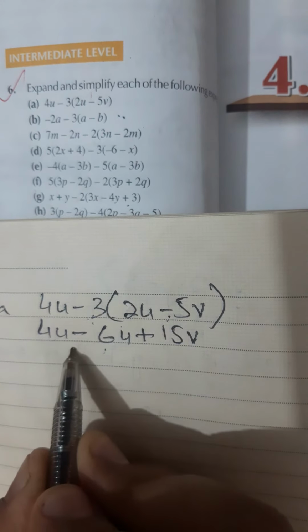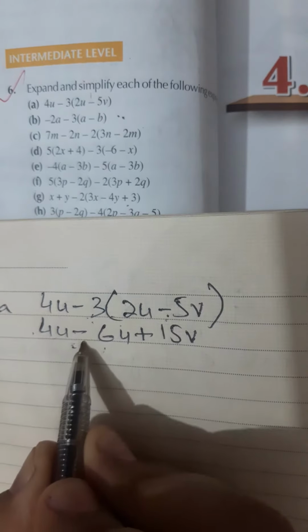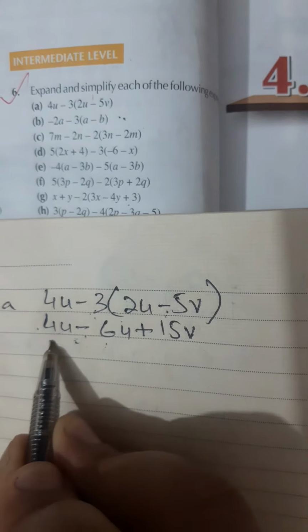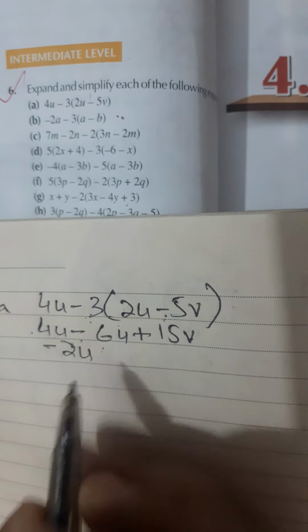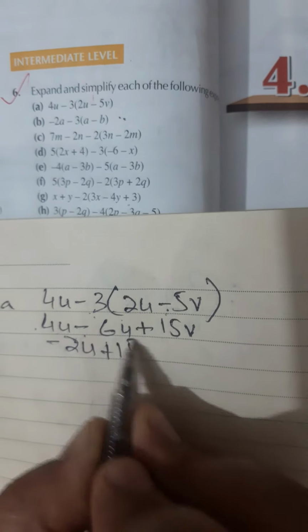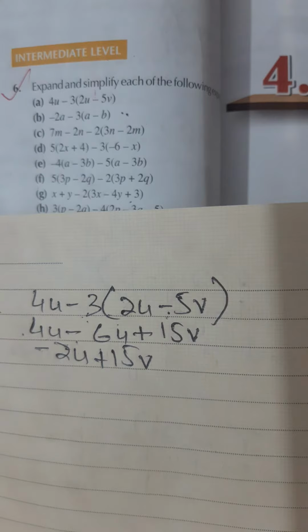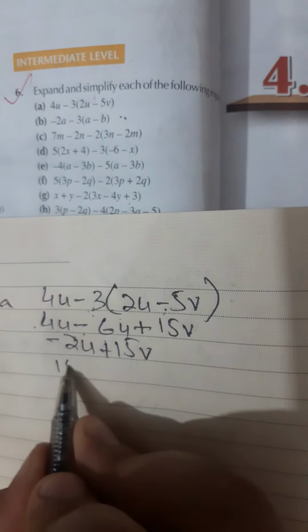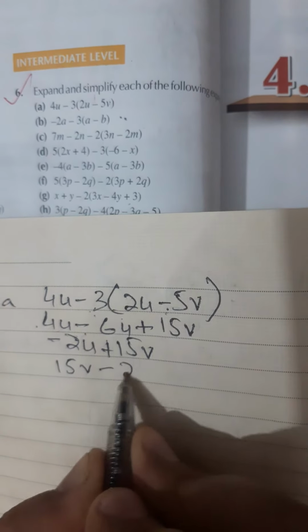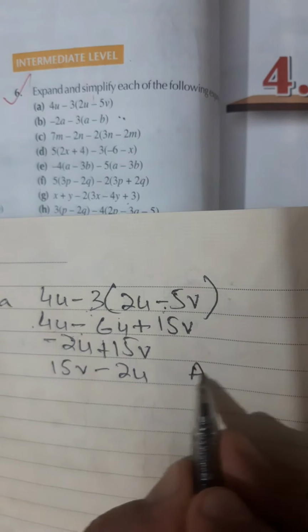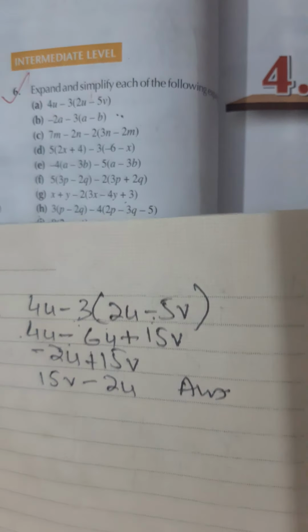4u and 6u, their answer will be 6 and 4. They are going to subtract because here it's a positive sign and here it's a negative sign, and it will be minus 2u plus 15v. We can write it in the same way. We can also write it as 15v minus 2u. So this is the answer. Now part B.